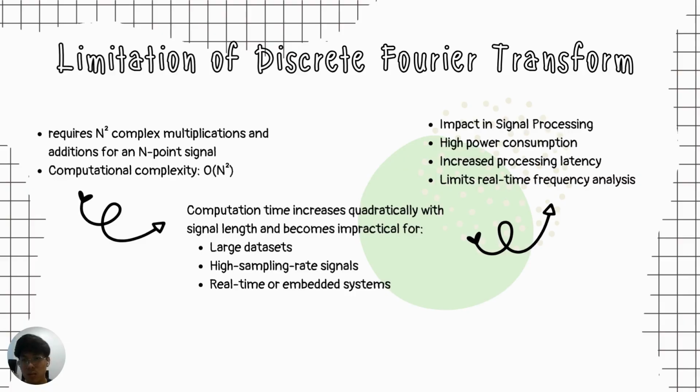FFT exists due to the limitation of DFT, as it requires n-square complex multiplications and additions for an n-point signal. The computation time increases quadratically with signal length and becomes impractical for large data sets, high sampling rate signals, and real-time or embedded systems. And this impacts signal processing as it requires high power consumption, increased processing latency, and limits real-time frequency analysis.